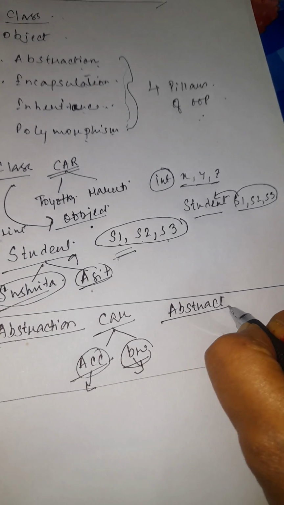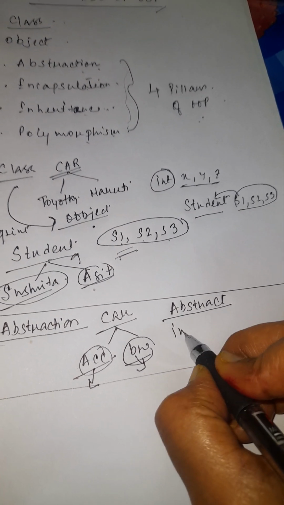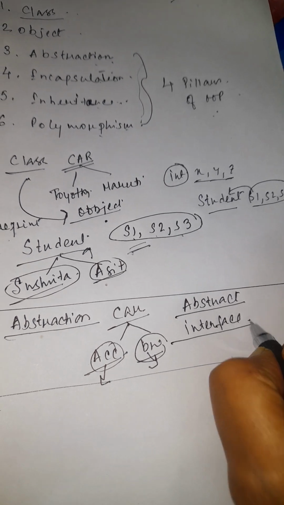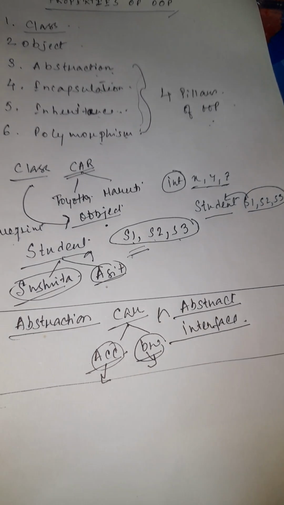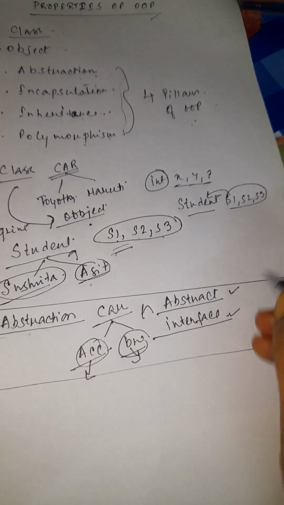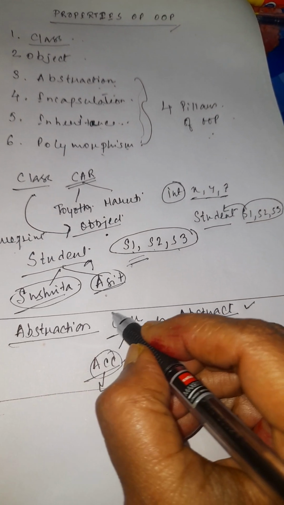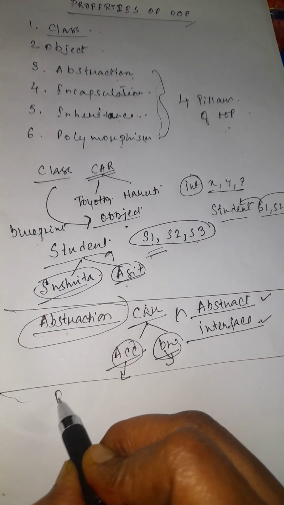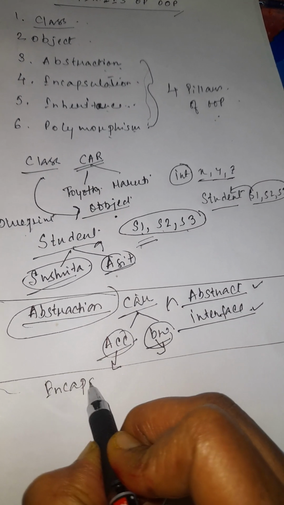So how you implement abstraction is the true part when you learn abstraction. That is the abstract class or abstract method and the interface. These two parts implement the abstraction property of OOP. Next part we will learn what encapsulation is.